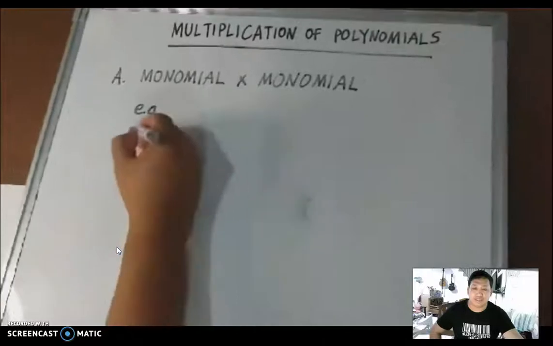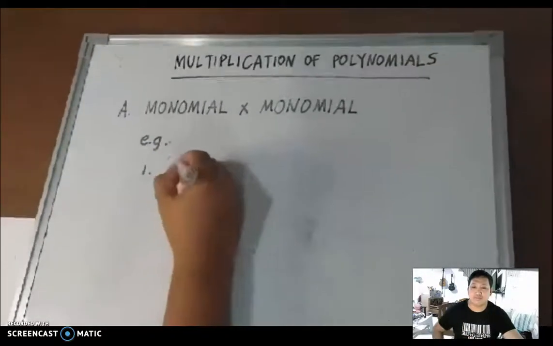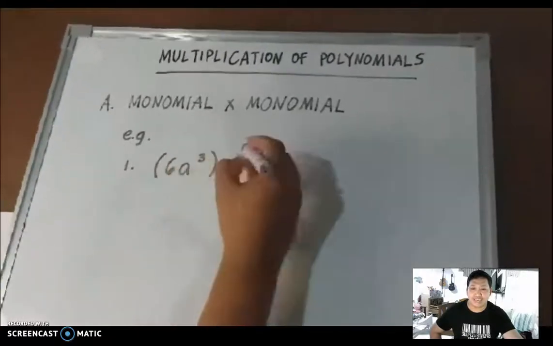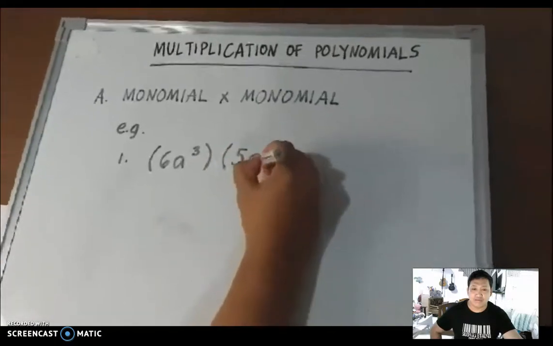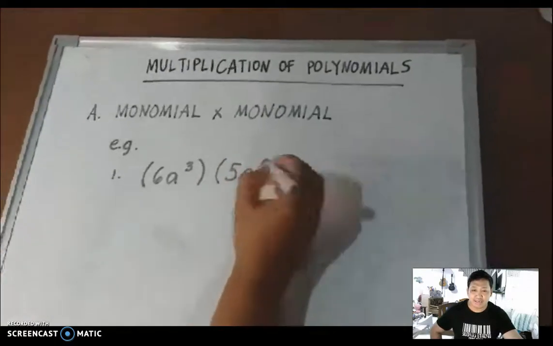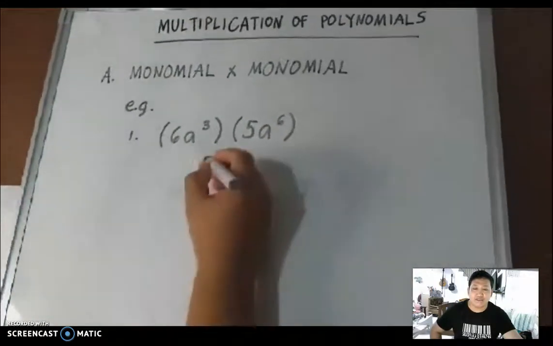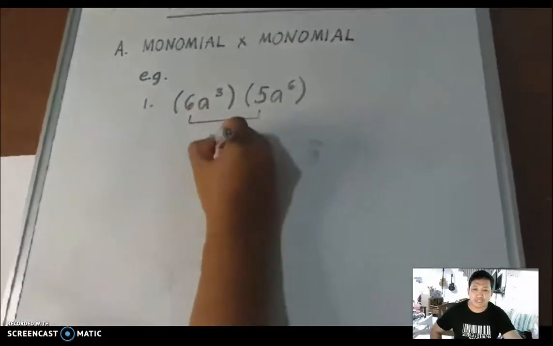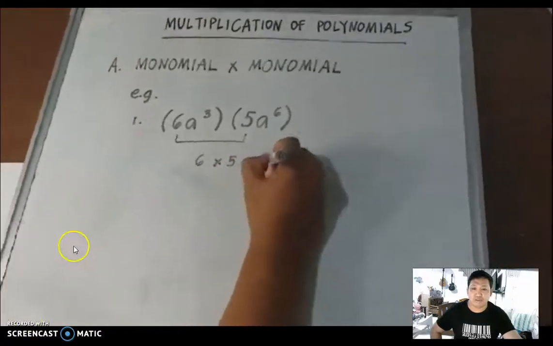For our first example, make sure you copy this in your notebook. We have 6a cubed times 5a raised to the 6. For this example, you just have to multiply the two numerical coefficients. That would be 6 and 5. 6 times 5 is equal to 30.